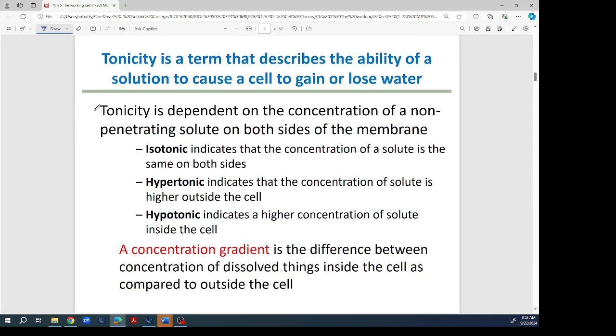If we were to talk about the solution that something is in, I've already talked about a hypertonic solution. What we're talking about is the tonicity. Tonicity is a term that describes the ability of a solution to make a cell gain or lose water. Tonicity is dependent on the concentration of things on either side of a membrane. If we talk about a solution that is isotonic to the cell, that means that it has the same concentration on both sides. That means that water might be moving in and water might be moving out, but there's no net movement of water.